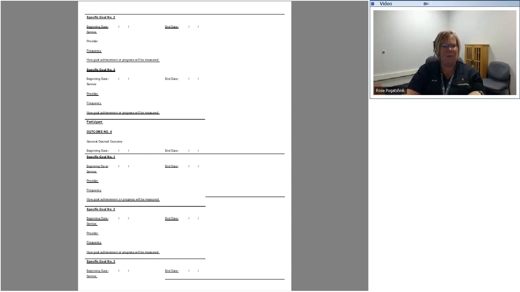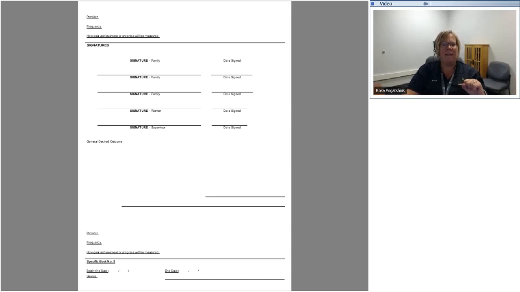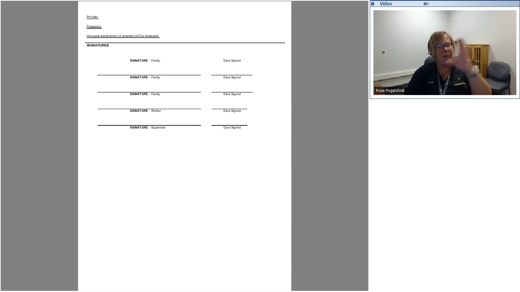And again, we even have room for outcome 4, depending on what this kid's goals are, what their needs are. All right, then lastly, of course, we'll all sign off. Once we figure out what those goals are, we all sign off. Basically, this is our signature that, yep, we agree with this, and we are ready to move forward. And you see, we even have the family signing off on it.